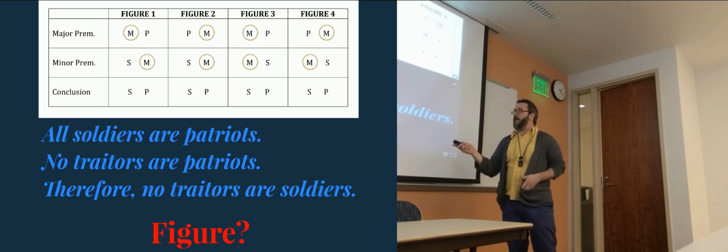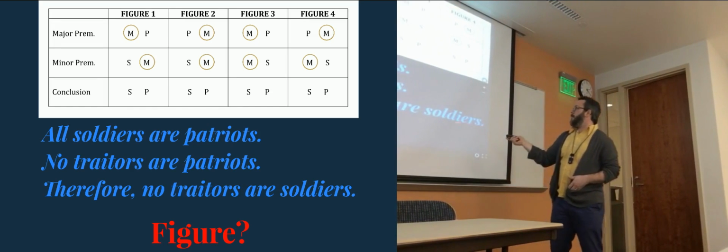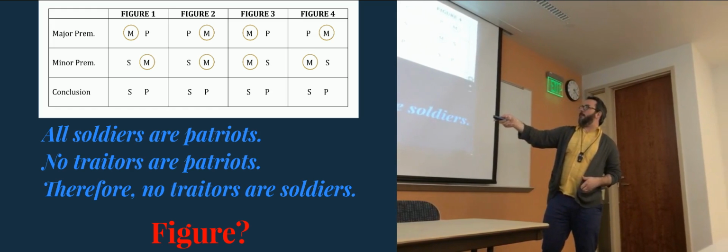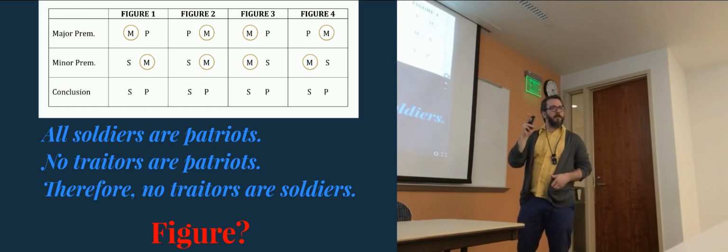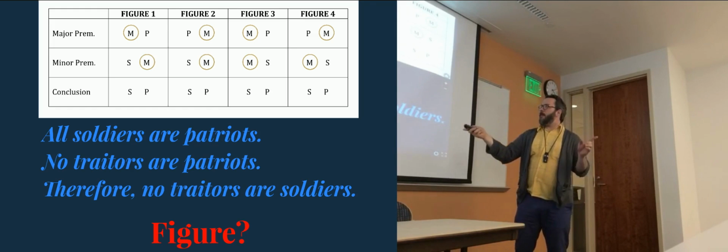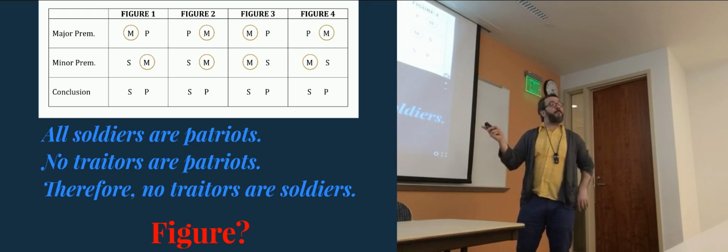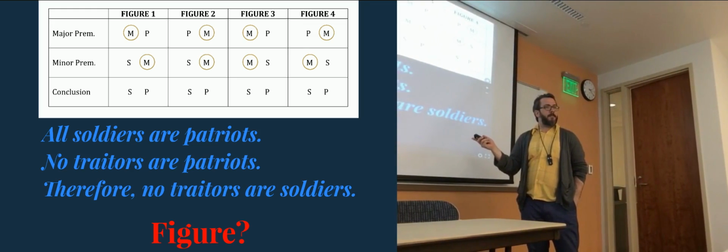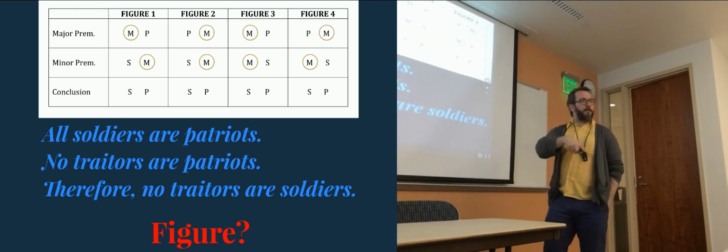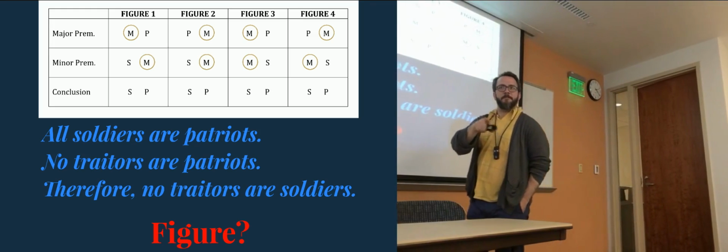We determined just a second ago that this was in standard form. There's my major term. There it is in the first premise. There's my minor term. There it is in the second premise. Good. What was the mood again? A, E, E. What's the figure of this argument? 2. How do you figure that the figure is 2?